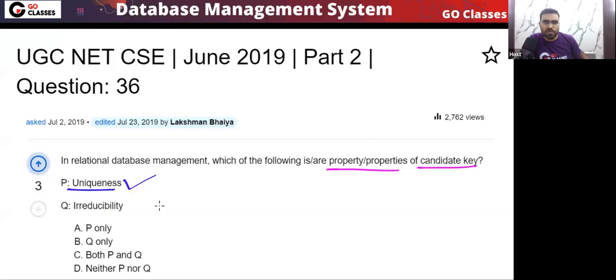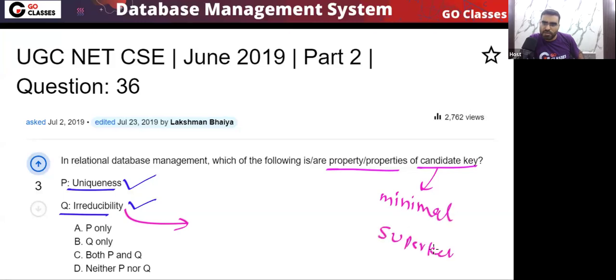So uniqueness is the property of candidate key. Also irreducibility is a property of candidate key. What does irreducibility mean? This simply means that we cannot delete any attribute from the candidate key. If you delete any attribute from the candidate key, then the uniqueness property will also be gone. So candidate key is a minimal super key. You already know that candidate key is a minimal super key.